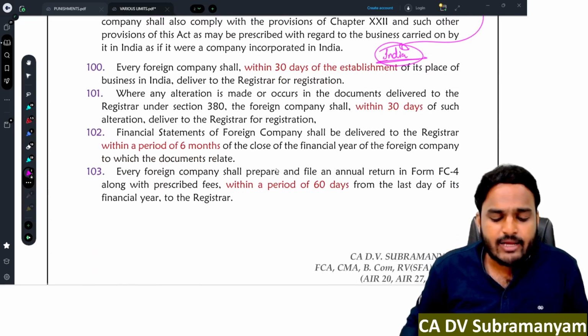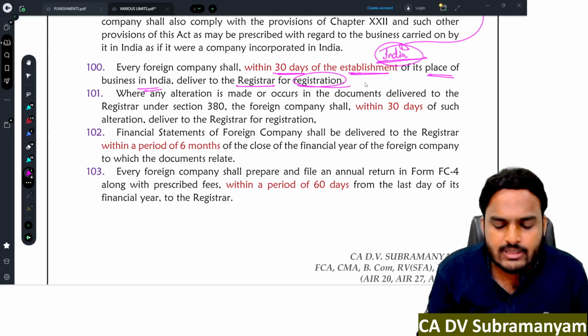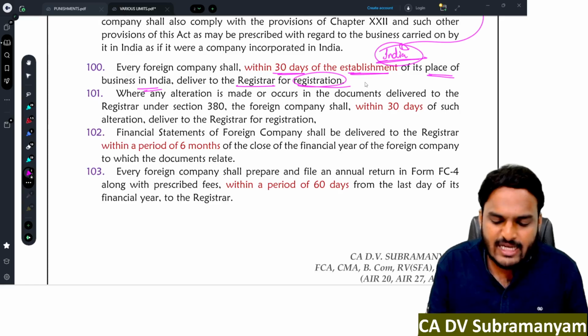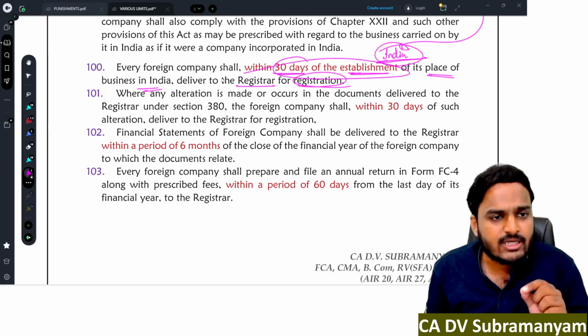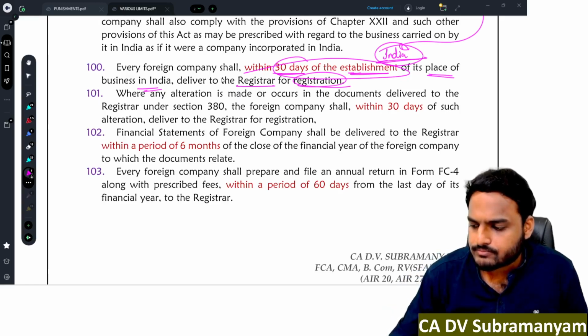And then every foreign company within 30 days of establishment of its place of business in India shall deliver to the registrar documents for registration of place of establishment in India. So the time limit is 30 days of establishment. It is required to file documents with a registrar. Next one.